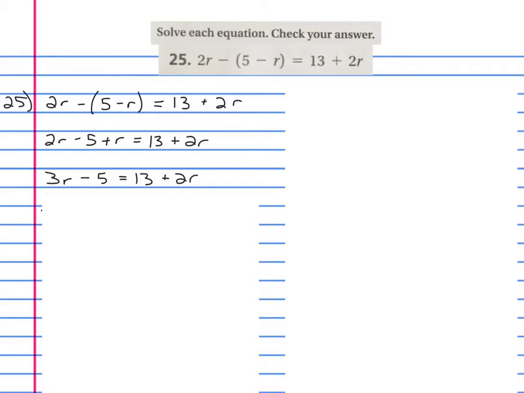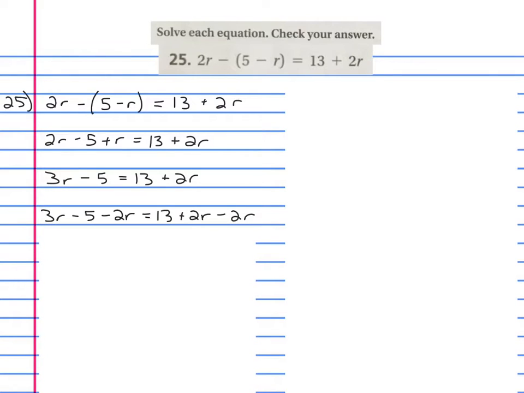Now, getting back to what I had earlier said, if we're going to move stuff around to get the variables on one side, let's take away this 2r, because taking away 2r from this side will leave us just with r minus 5, r minus 5. But taking it away, you can see these two combine. 3r minus 2r is just r. Now we're down to a single one of the variable. So r minus 5 equals, these cancel out, 13.